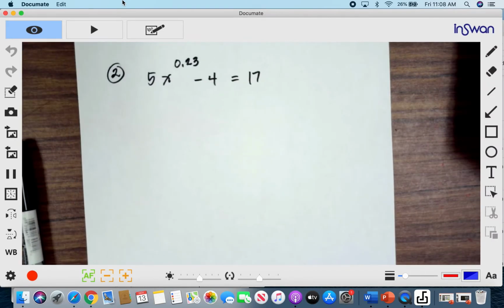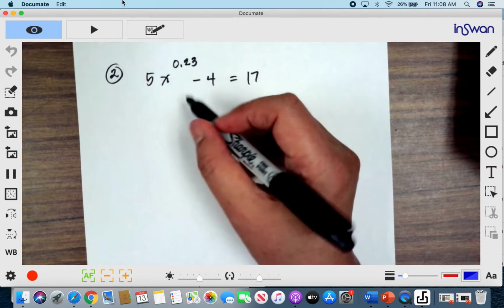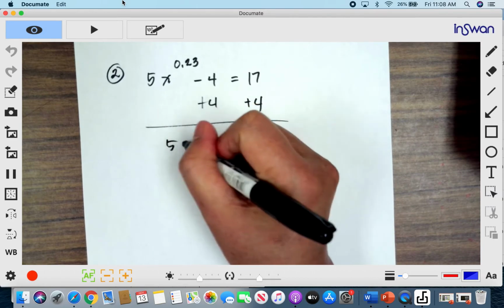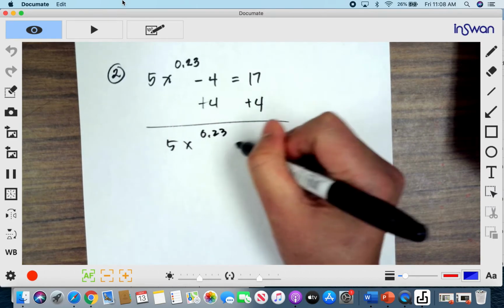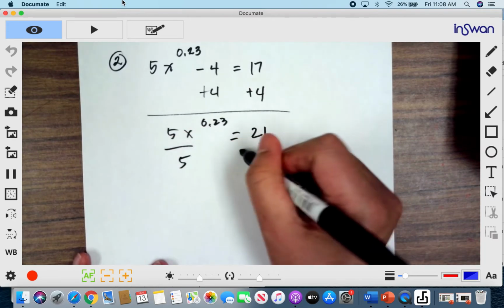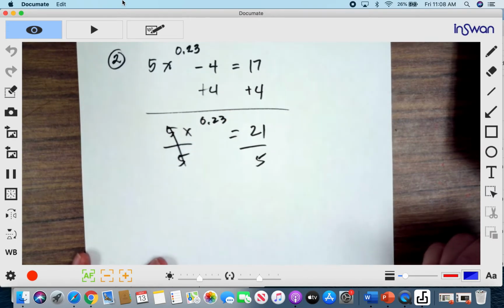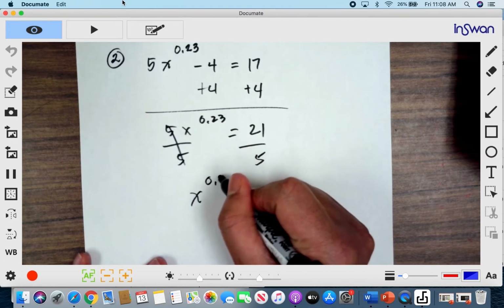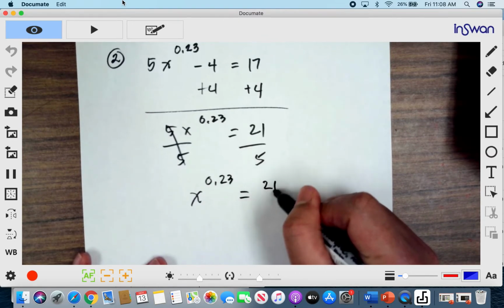So again, we follow the same procedure. Isolate the x term by removing everything beside it, in such a way that what's left on the left side are just x and its exponent. So you have here to add 4 again on both sides of the equation. So that's 5x raised to 0.23 is equal to 21. And of course, we will divide by 5 because we wouldn't like to have a number beside x except by itself. So x raised to 0.23 equals 21 over 5.